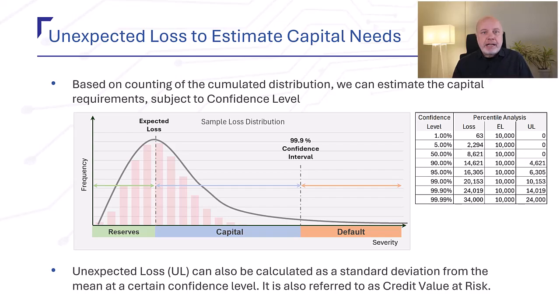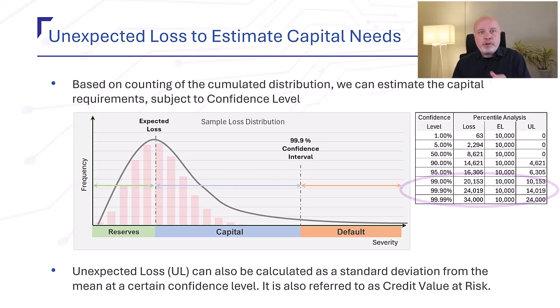If we look then at the 90% confidence level, we see that the loss is $14,621 against the expected loss of $10,000. So in 10% of our observations, our losses will be higher, and we have an unexpected loss of at least $4,621. If we raise the confidence level to 95%, we see an increase of the unexpected loss to about $6,000, or to be precise, $6,305. And if we go to the 99.9% confidence level, we see that the unexpected loss will be around $14,019.